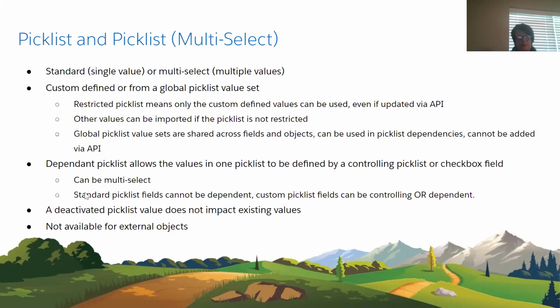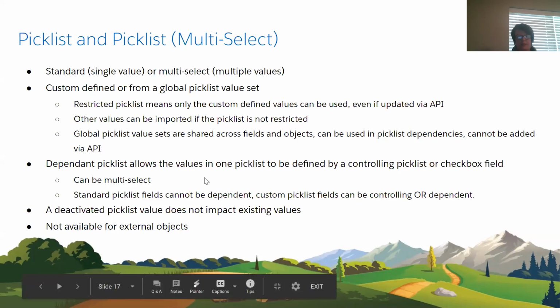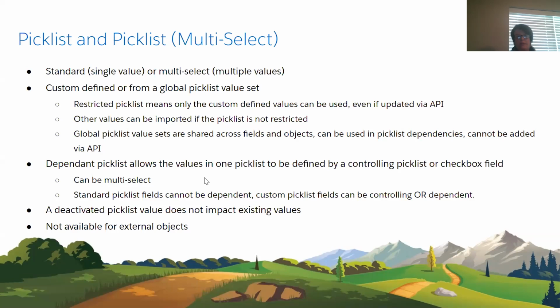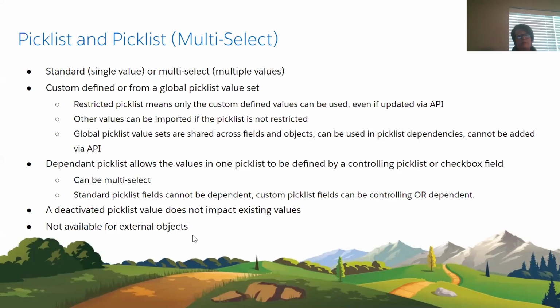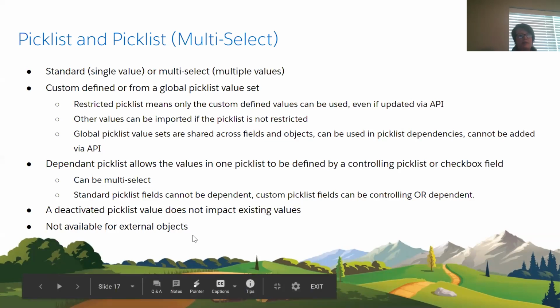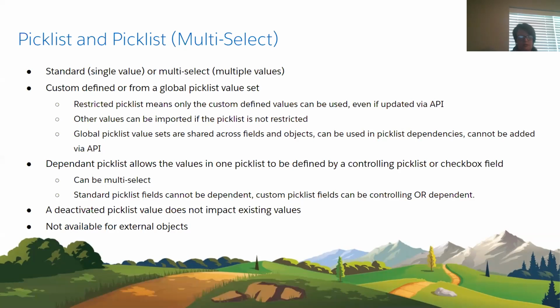Alrighty. So dependent picklist allows the values in one picklist to be defined by a controlling picklist or checkbox field. A dependent picklist can be multi-select, but standard picklist fields cannot be dependent. Custom picklist fields can be controlling or dependent. So this is the distinction between a standard picklist field and a custom picklist field. A deactivated picklist value does not impact existing values, and these options aren't available for external objects.